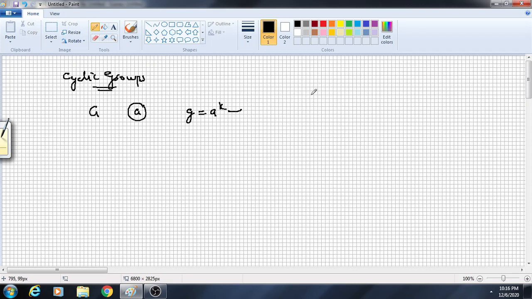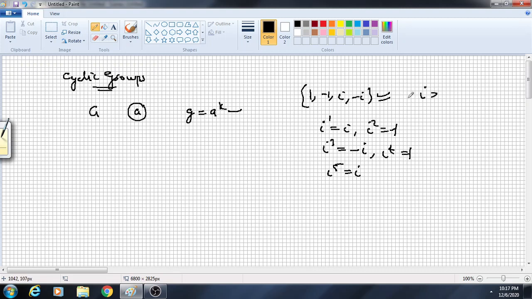For example, we already discussed this group. We consider the group {1, -1, i, -i}. When you consider this group, we found that each and every element of this set can be written as a power of i, because i raised to 1 was i, i squared was -1. Similarly, i cubed is equal to -i, and i raised to 4 was 1. Again, if you take i raised to 5, you will get i, and so on and so forth. So basically each and every element of this group can be written as a power of i.